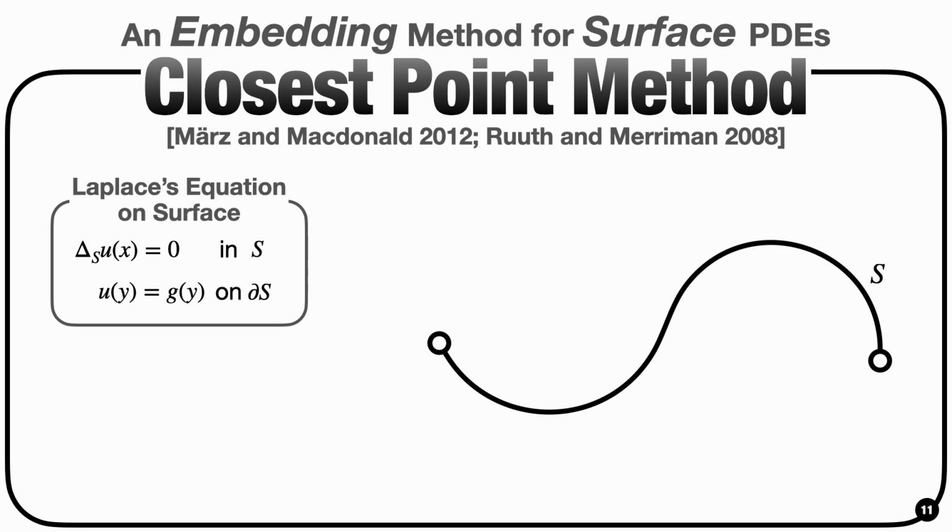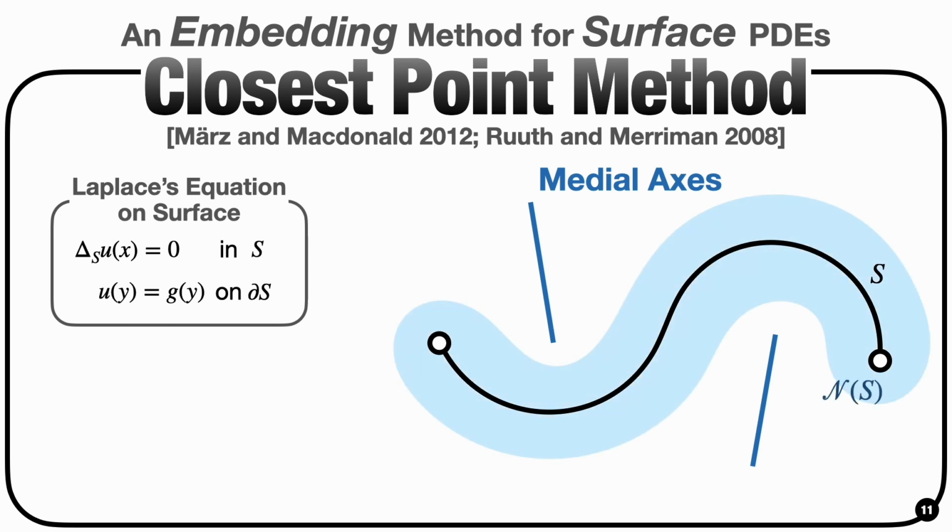The closest point method computes the solutions to the surface Laplace equation with some boundary condition such as the Dirichlet boundary condition. Note that the volumetric Laplacian is replaced with the Laplace-Beltrami operator or simply surface Laplacian. In this illustration, we have a 1D surface in the 2D domain. First, we compute the medial axes of the surface and consider a neighborhood around the surface such that this space does not intersect with the medial axes.